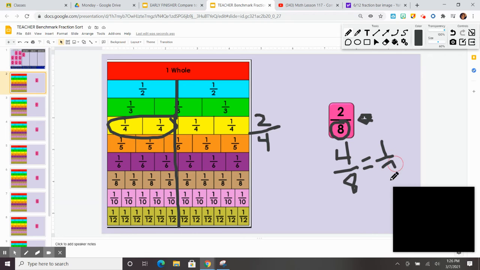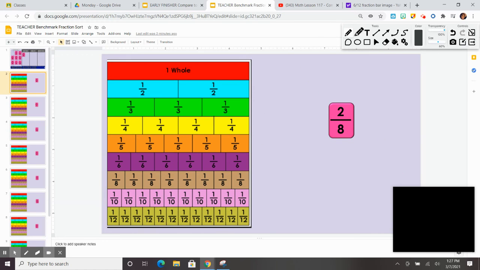All right. So not only can I use a model here, I can also use numbers. I think, how many eighths are equivalent to one half? I know that 4/8 is equivalent to one half because 8 divided by 2 is 4. If 4/8 is equal to one half, I know that 2/8 has to be less than one half, right? 1/8 is less than one half, 2/8 is less than one half, 3/8 is less than one half, and 4/8 is equal to one half. Okay? So not only can I look at the model, but I can also use numbers.